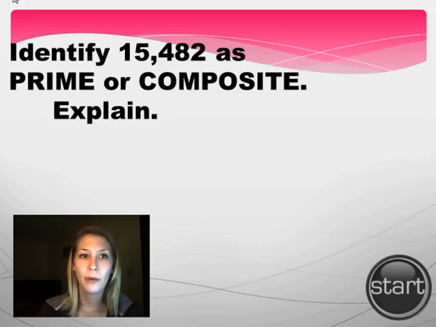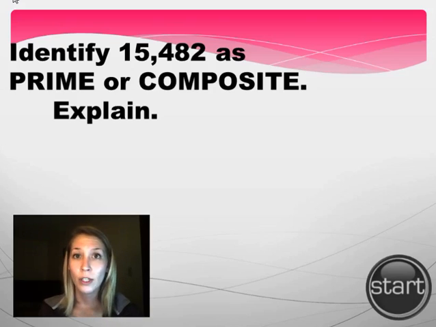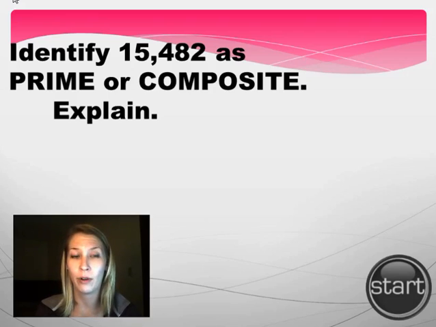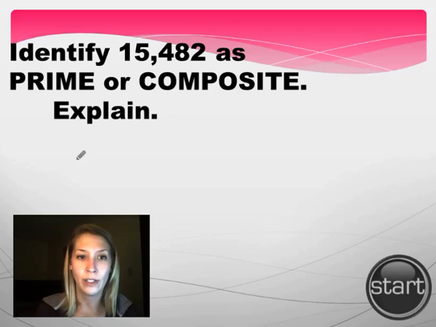The first example that we're going to take a look at is we're asked to identify if 15,482 is a prime or a composite number. We also have to explain our rationale as to why it is a prime or composite number. So let's take a look at that value itself.